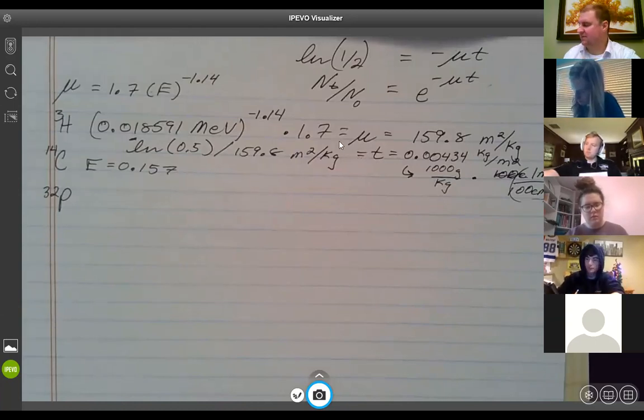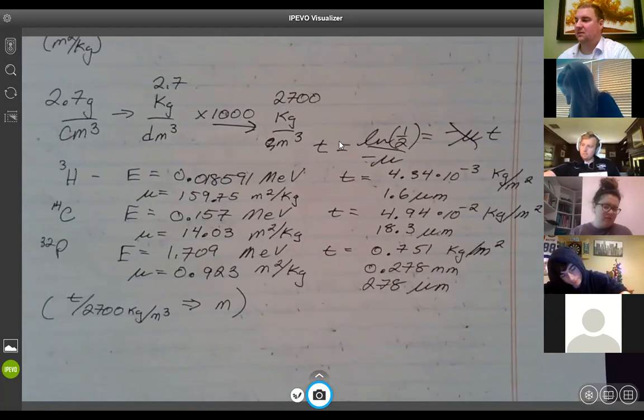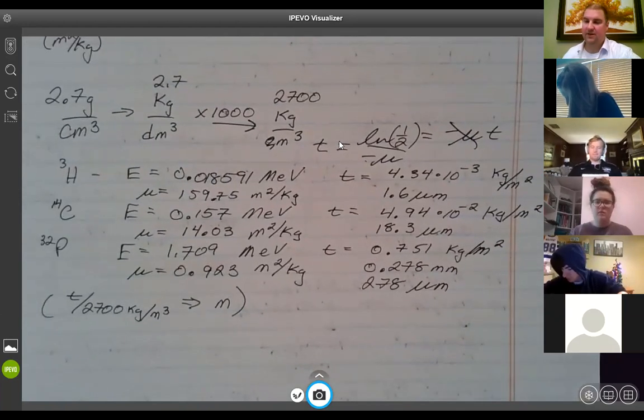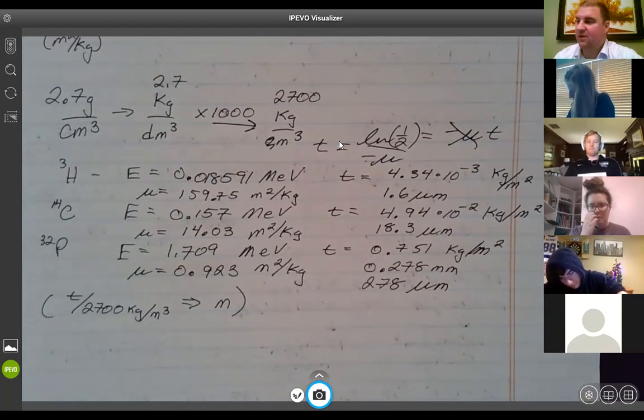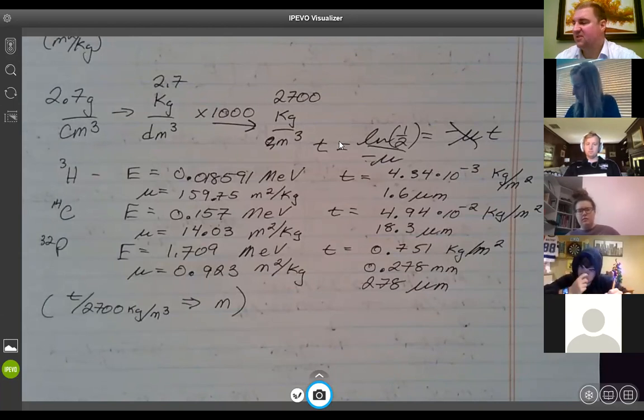And I found my nice note finally, where I had already worked some of these out ahead of time, and where I had gone ahead and used the density of aluminum to convert these to linear thicknesses. So the tritium range, the half value layer for that tritium would actually have been 1.6 micrometers. Again, just emphasizing how small that range is, how small of a thickness you need to cut them in half.